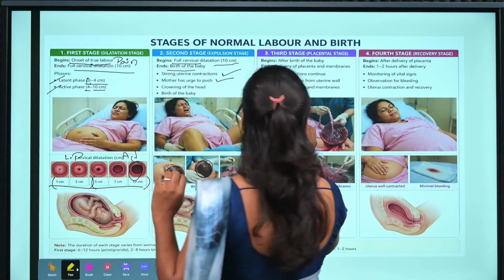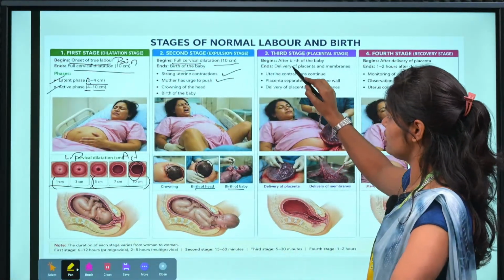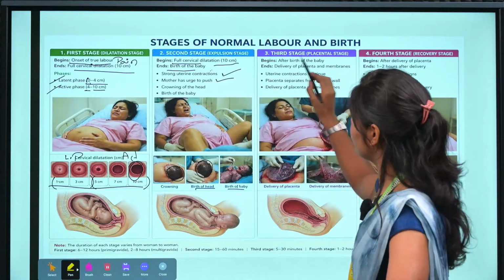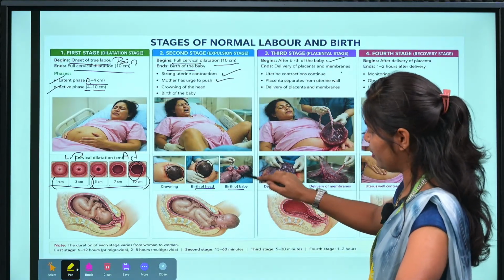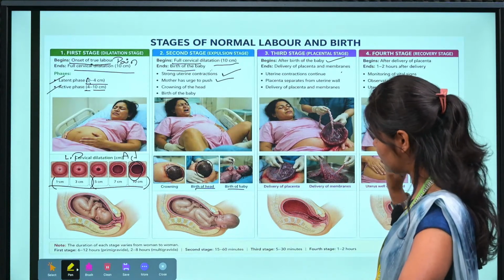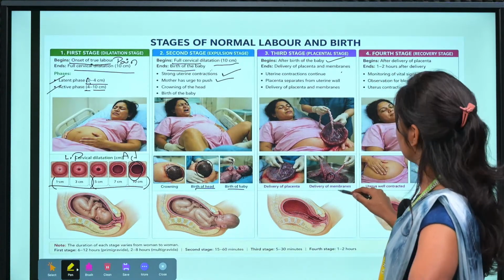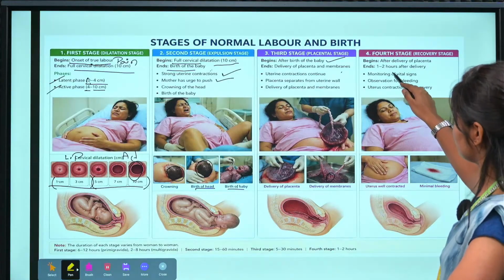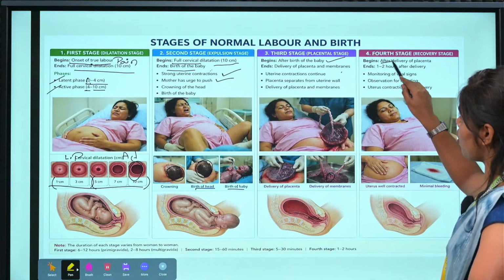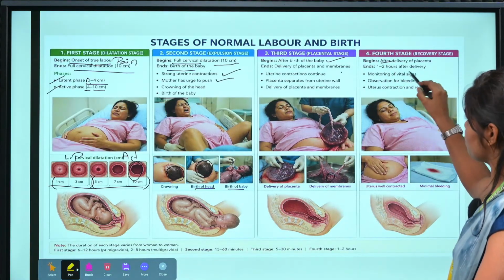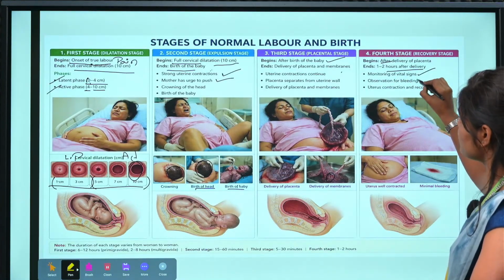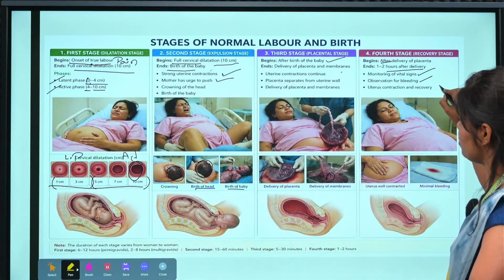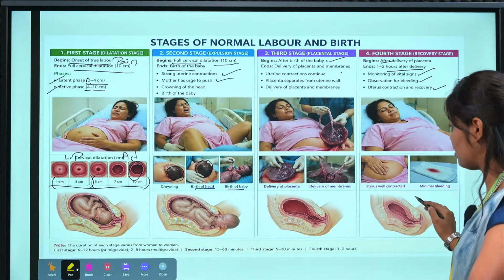Then the third stage begins after the birth of the baby and ends with the delivery of the placenta. Next, the last stage begins after the delivery of the placenta and continues to recovery, 1 to 2 hours after the delivery. Monitoring the vitals, observation of bleeding and uterine contraction, and recovery.